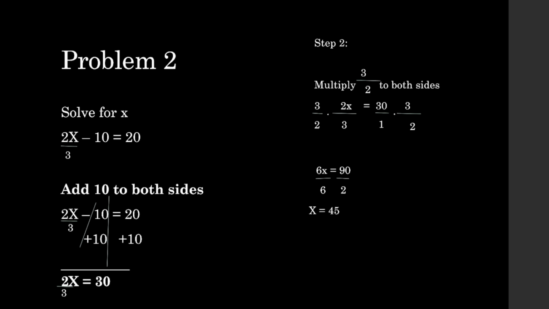So you're left with 6x over 6 is equal to 90 over 2. You're going to notice that these 6's cancel out because 6 divided by 6 is 1, and then you just simplify 90 over 2. So 90 divided by 2 is 45. So therefore, x equals 45.